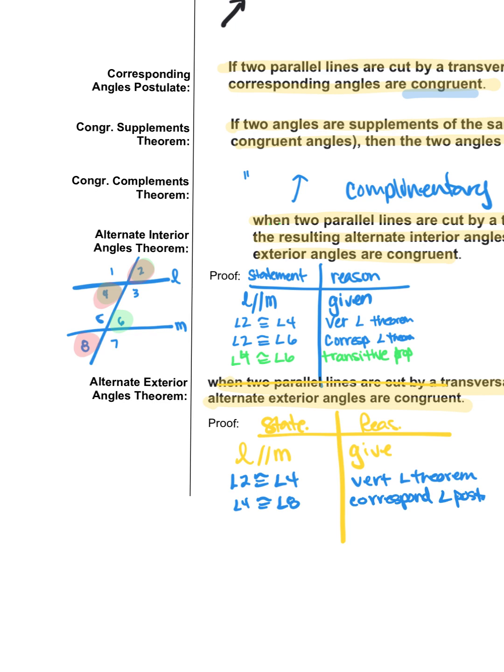And now from there, we can use transitive, get rid of our angle 2's, just like we did in our syllogisms. Angle 2 is congruent to angle 8 through the transitive property. And as you can see, angle 2 and angle 8 are alternate exterior angles, and so they are congruent to each other, and we proved it.